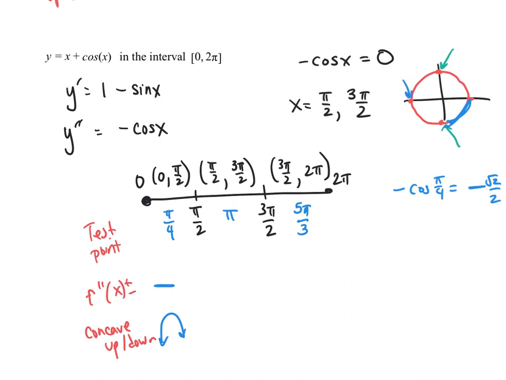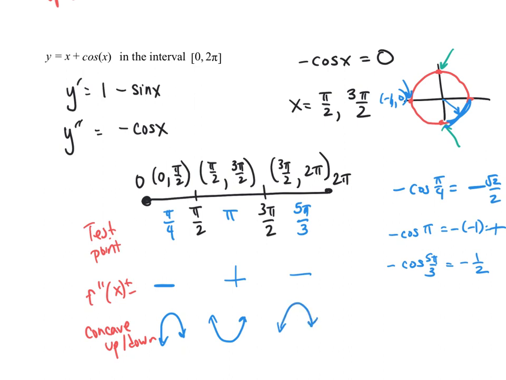At pi, it's over here. The cosine at that point is the x-coordinate, so it's negative 1. So negative cosine of pi is going to be negative negative 1, which is positive. So it's going to concave up. And then 5 pi over 3, cosine over here is positive something, so it's going to be negative of a positive. I believe it's negative 1/2, so it's going to be negative, so it's going to concave down. So it concaves up only on the interval between pi over 2 and 3 pi over 2.